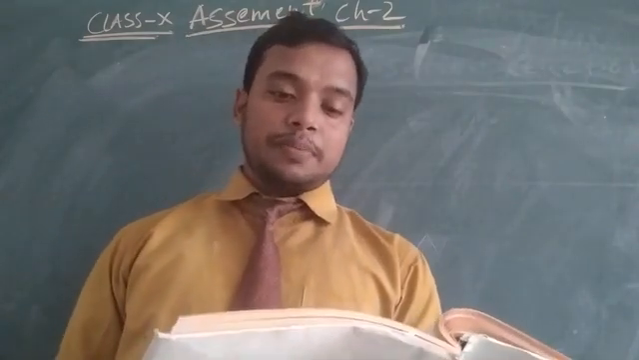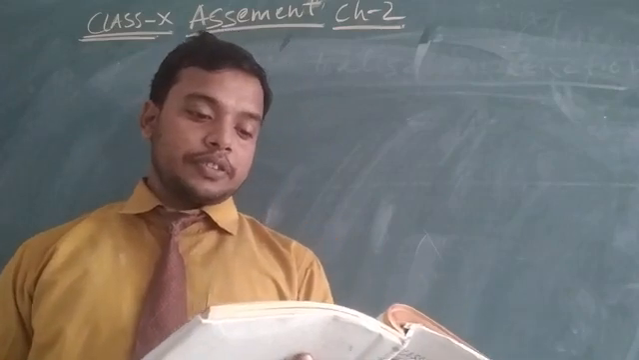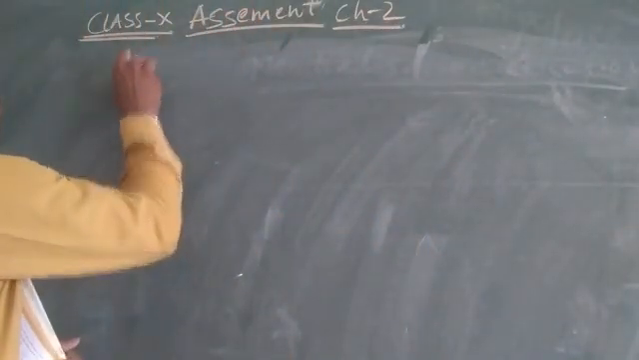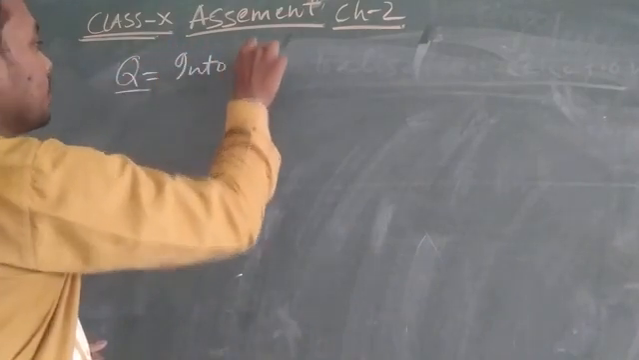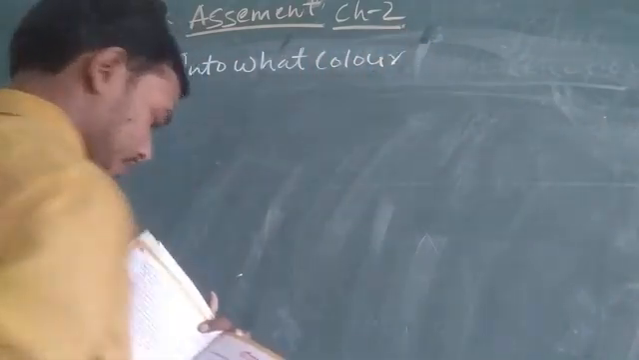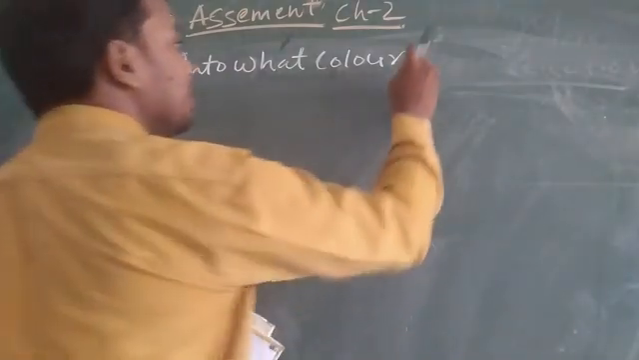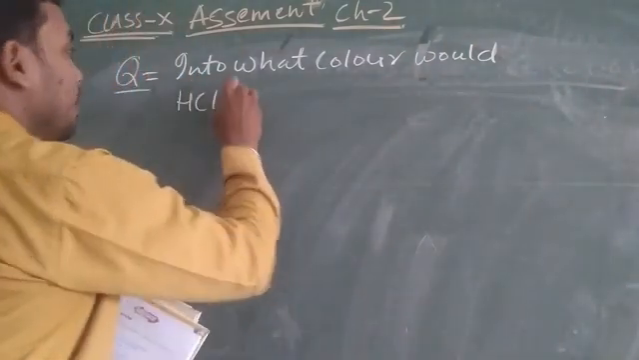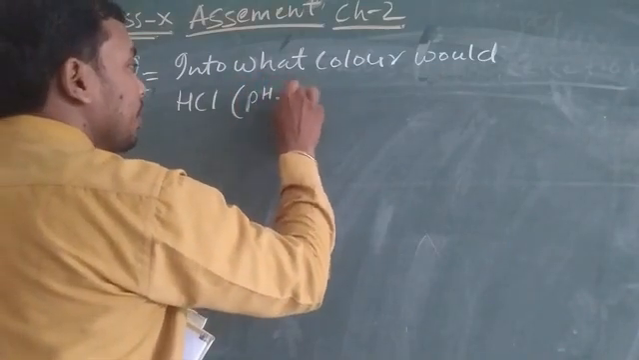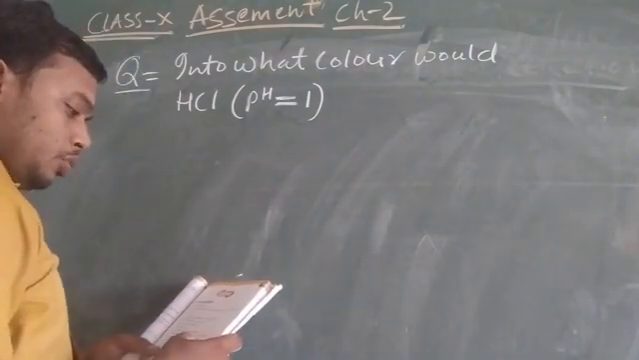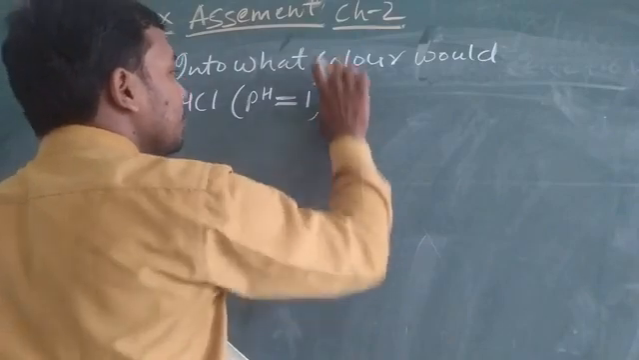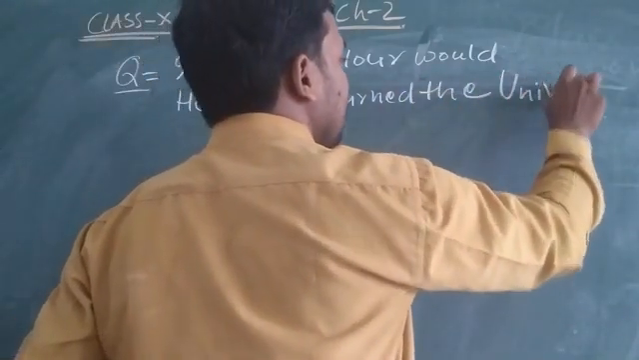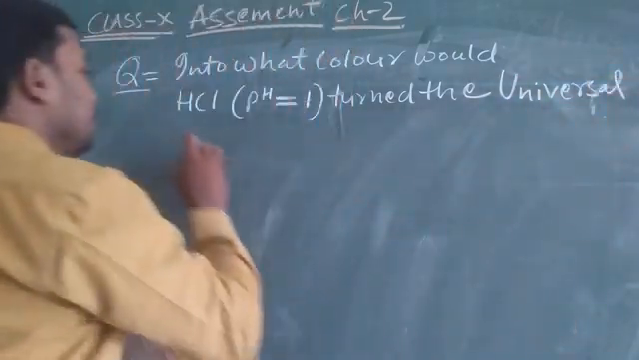Today we are discussing the assessment of chapter 2. First question: into what color would hydrochloric acid with pH equal to 1 turn the universal indicator?